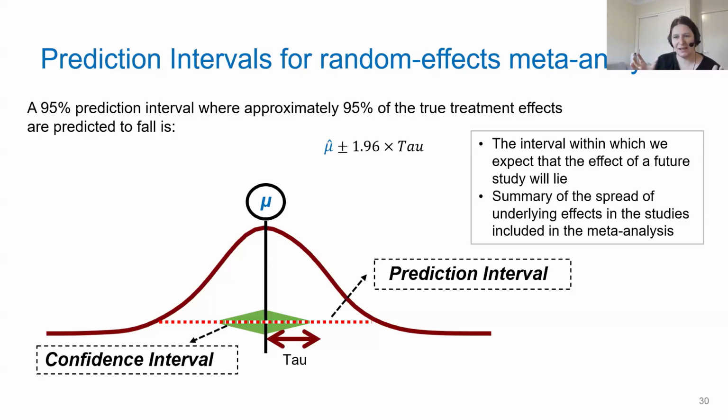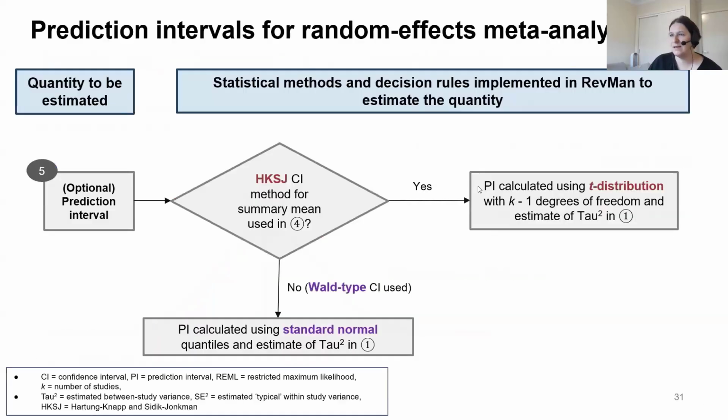So we'd expect most studies that would be eligible for that particular meta-analysis to fall within the lower and upper bound of the interval. And it's distinct from a confidence interval, which tells us how certain we are in estimating the average effect for the meta-analysis. So that's a very brief summary of what a prediction interval is. How it's implemented in RevMan is, first of all, it's an optional feature, and we don't recommend that a prediction interval always be used, because you do need a reasonable number of studies to actually calculate one.